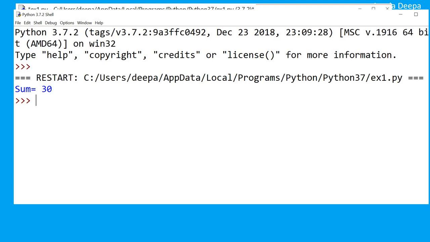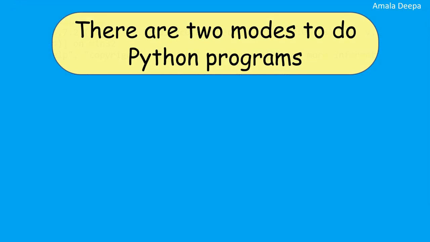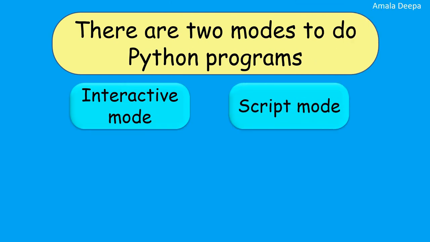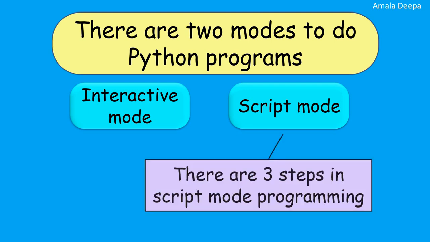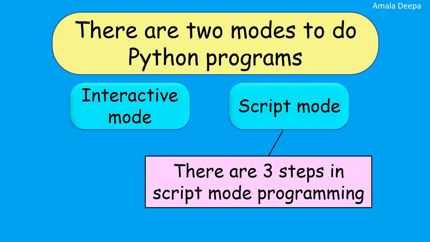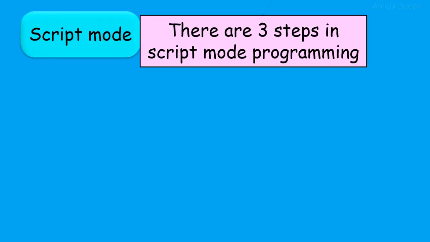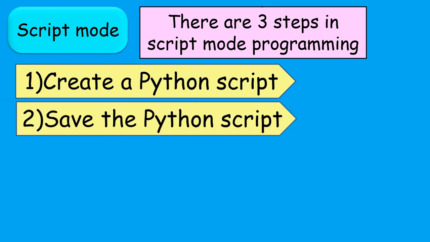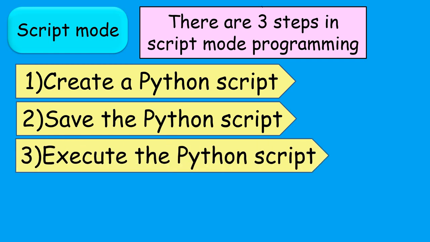Once again, we will revise what we learned today. There are two modes to do Python programs: interactive mode and script mode. There are 3 steps in script mode programming. The first step is to create a Python script. The second step is to save the Python script. The third step is to execute the Python script.